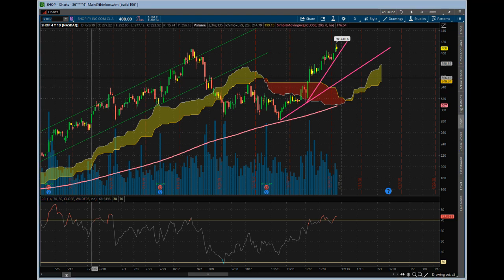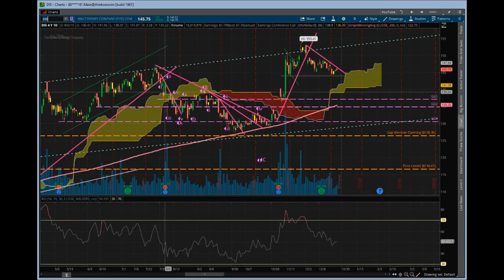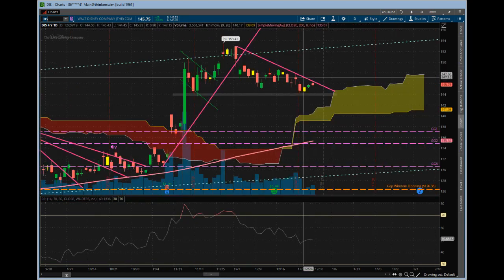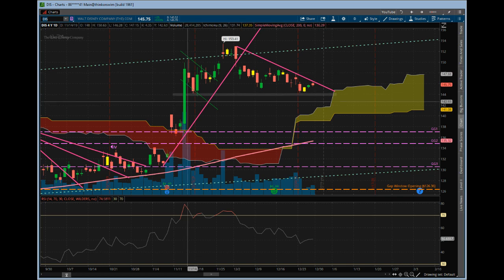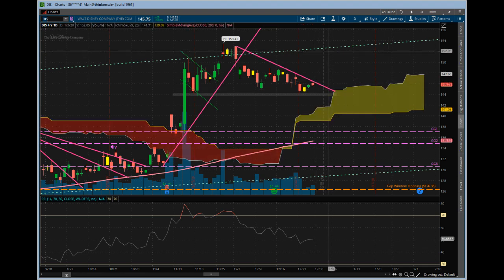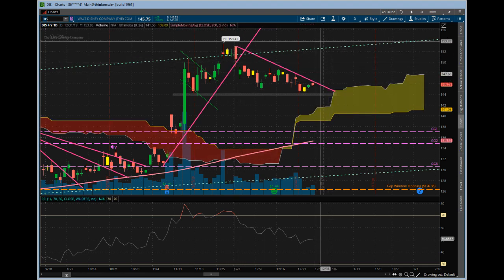So Disney, yeah, I'm liking Disney here. I like what it's been doing. I like how it's holding this base, which is about 50% of that big candle right there. I like how it's approaching this downward trend line. I think that if it could work its way up, it can pop up and maybe fill a closing gap and maybe test the top of that fib fan line.